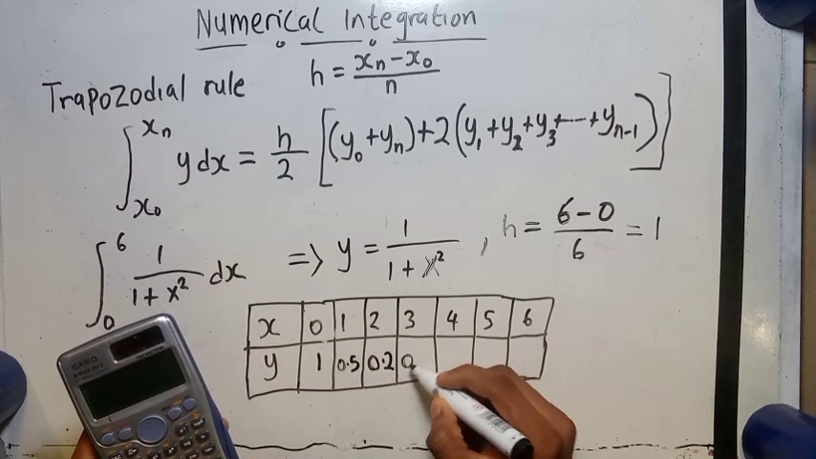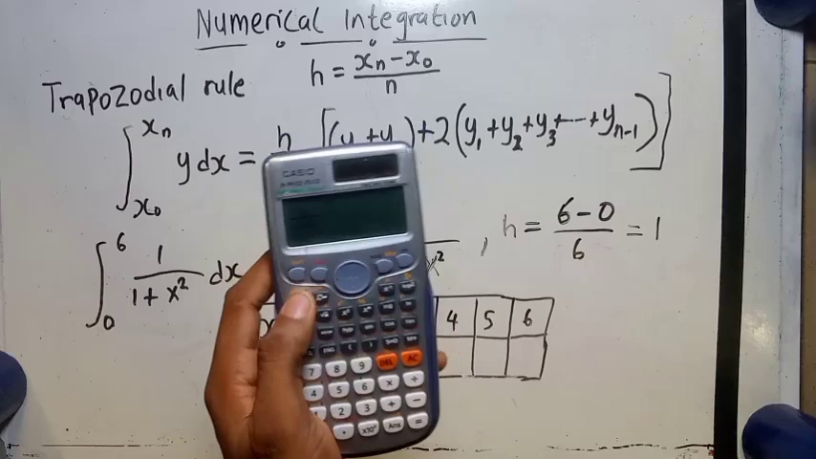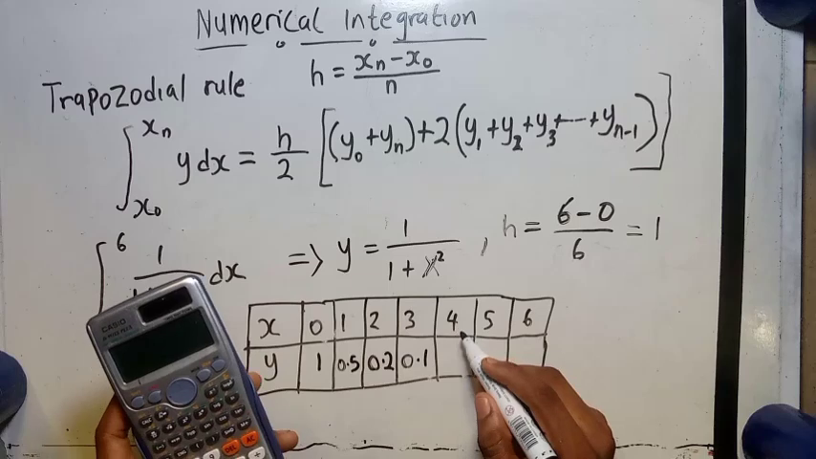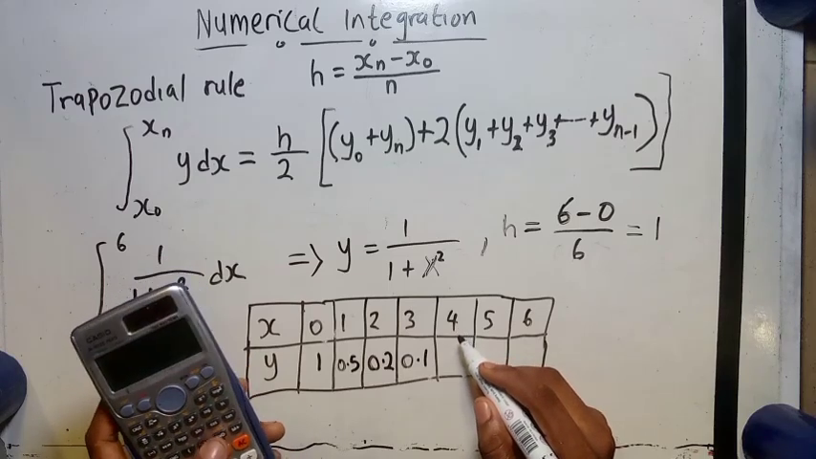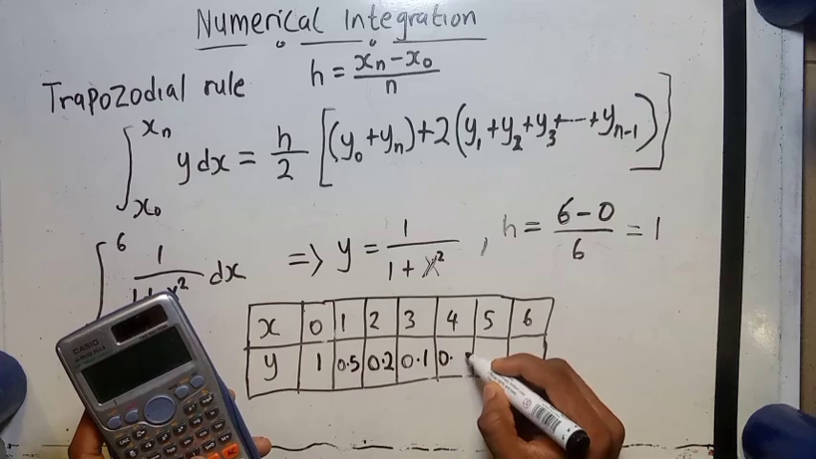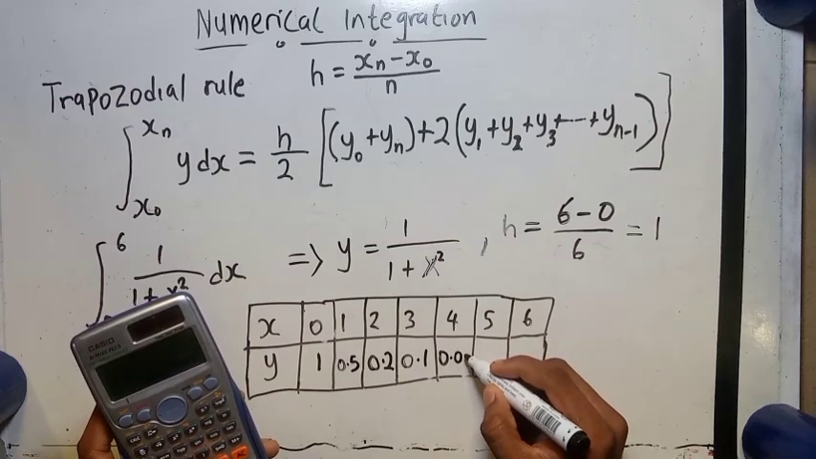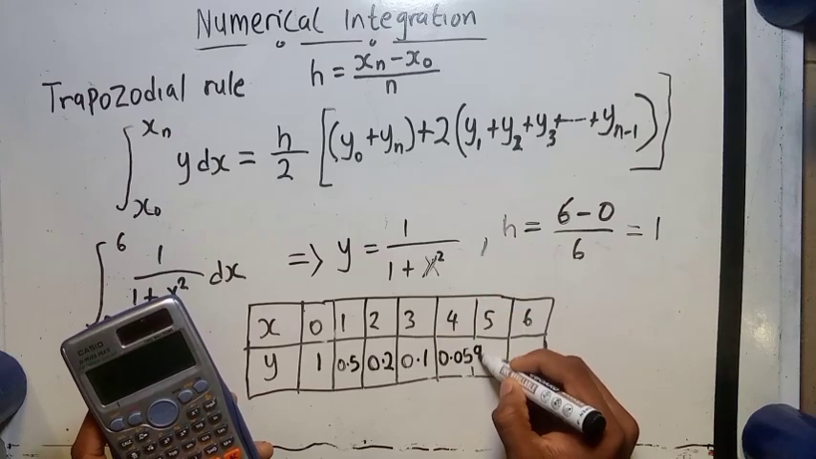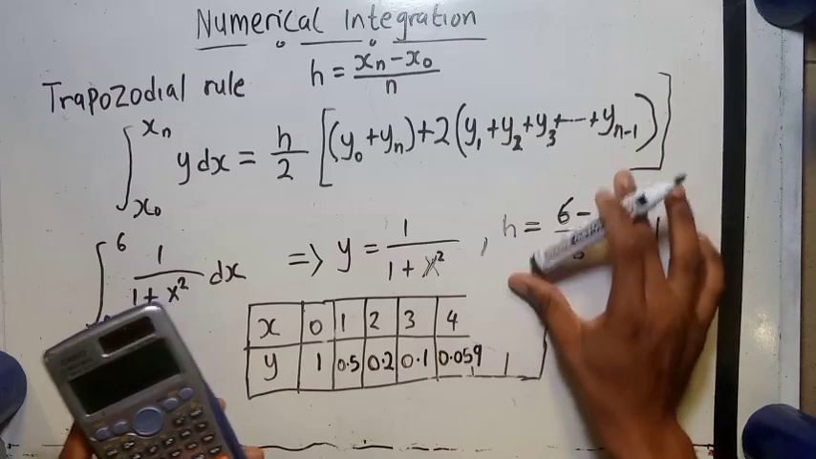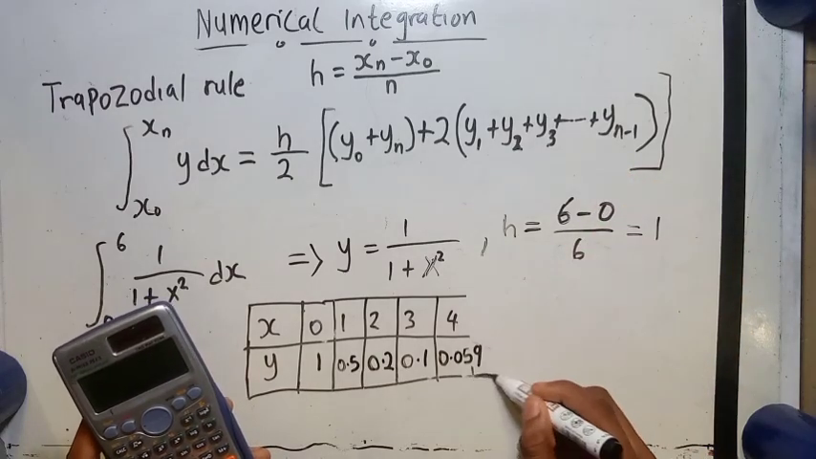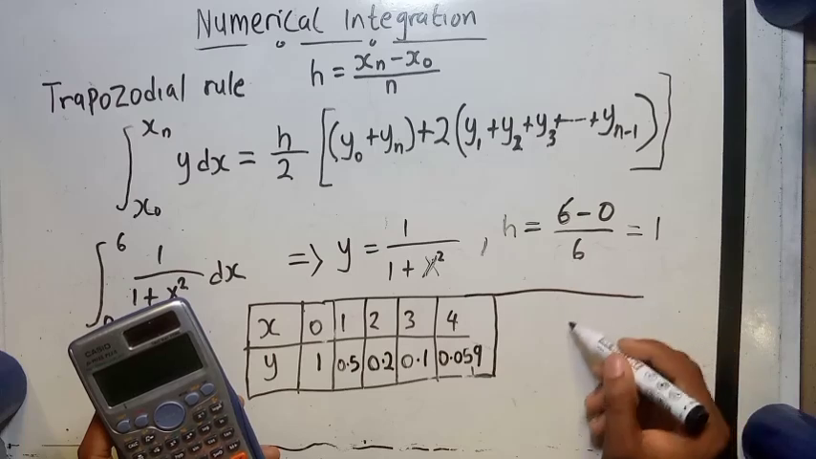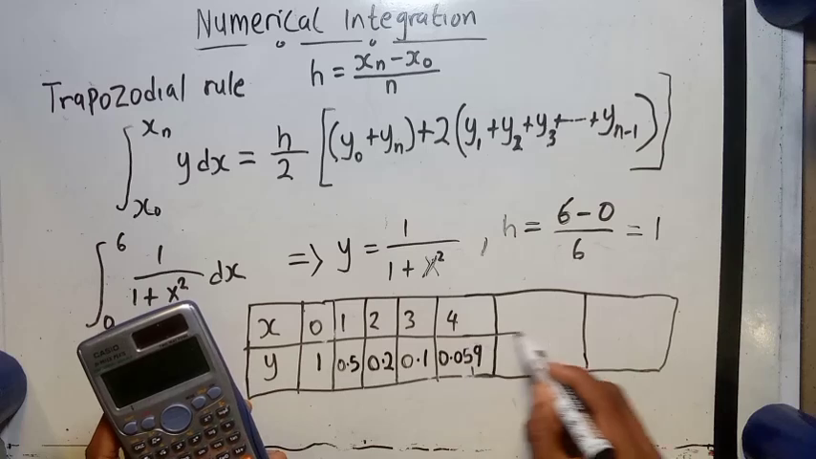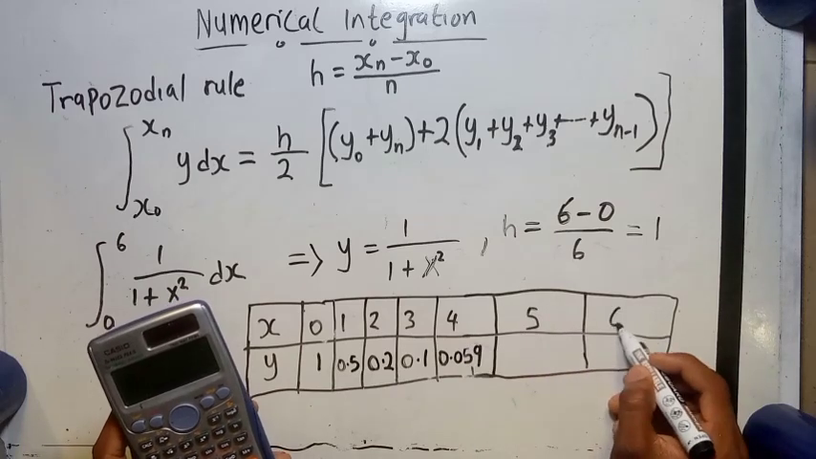And you have 0.1. Click on CALC again. What is the value of your x? They're asking you. You say 4. You have 0.059. Just adjustments, adjust our table. Okay, this is 5 and this is 6.